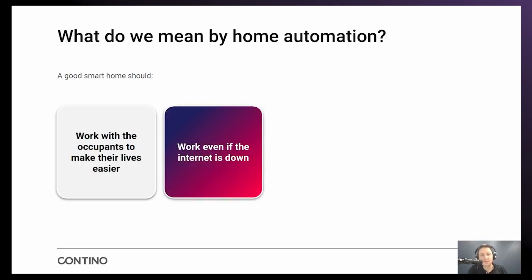The next thing for me, and this feeds in a lot to the reliability and resiliency and redundancy planning that we do a lot of with our customers at Contino, is that my smart home needs to work even if the internet is down. So if I don't have a connection to the outside world, I should still be able to turn my lights on and off. My heating should still work, that kind of thing.